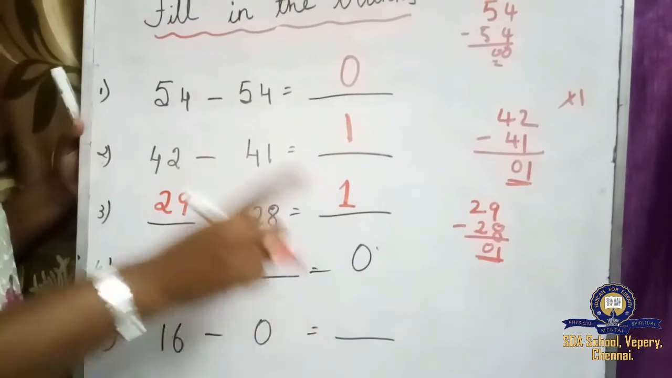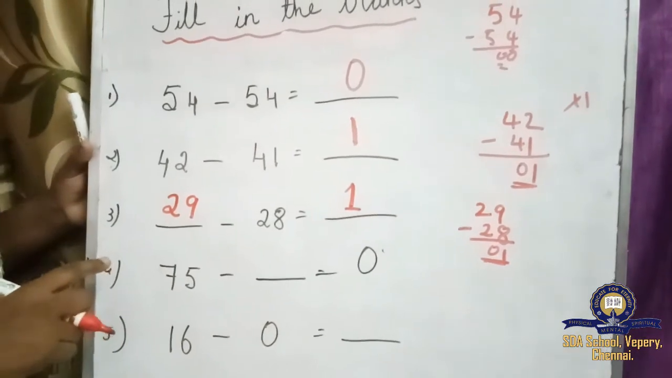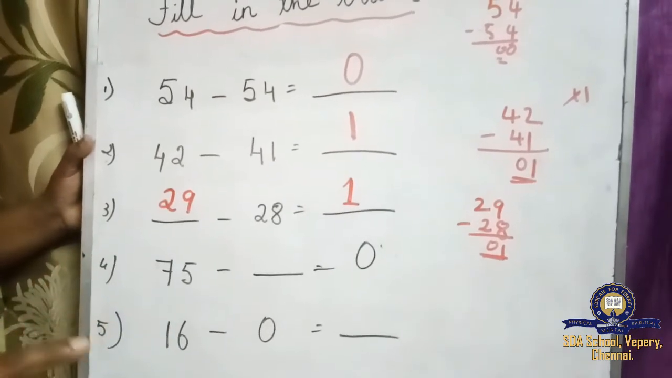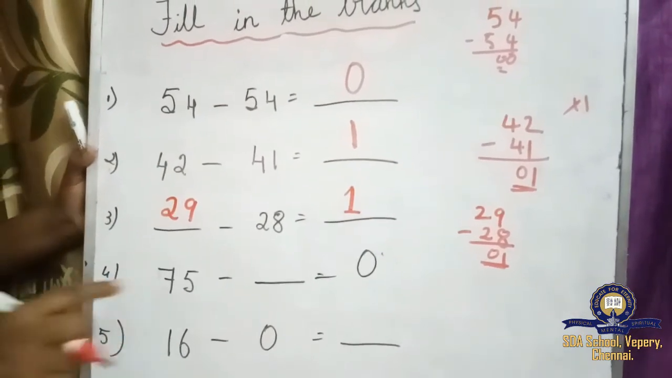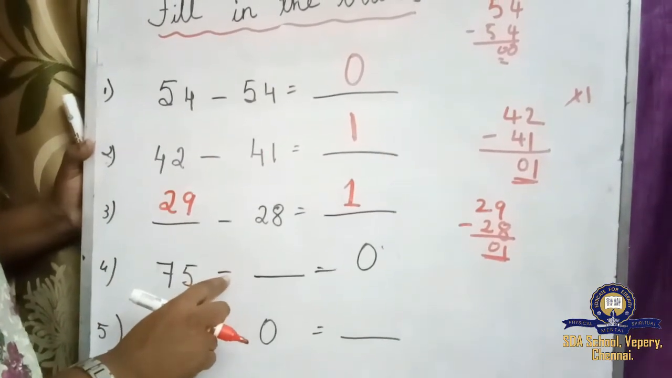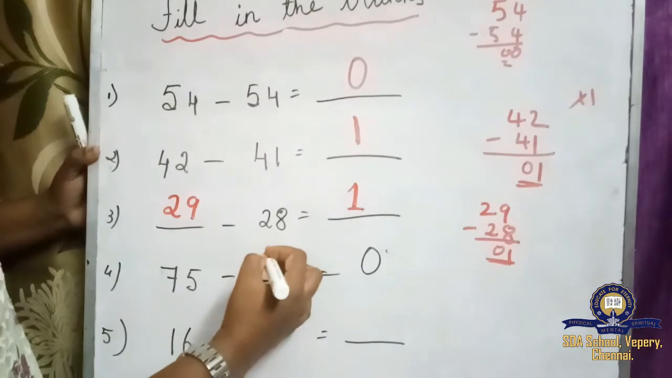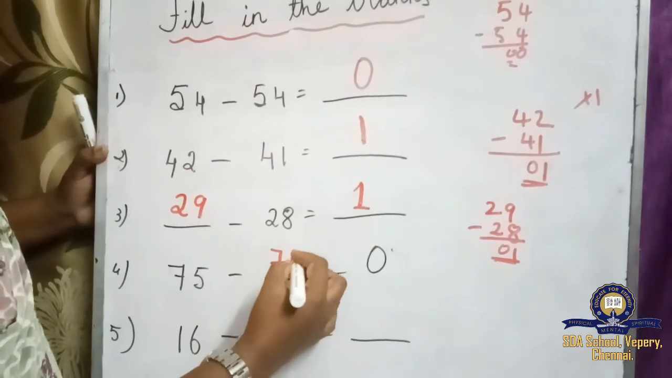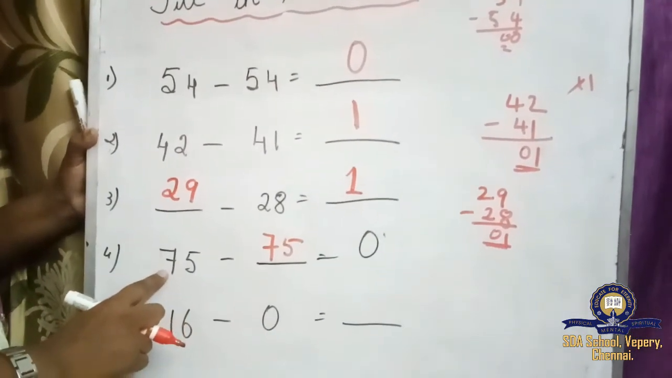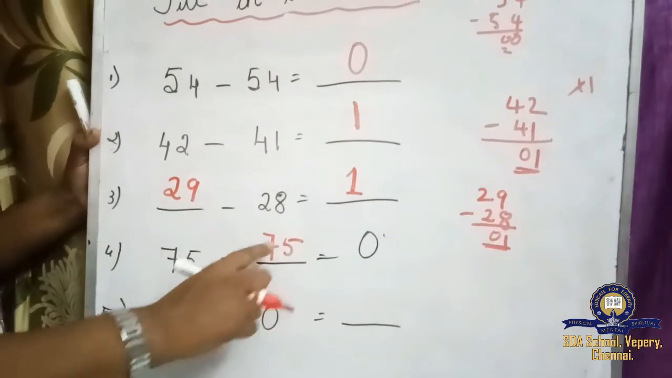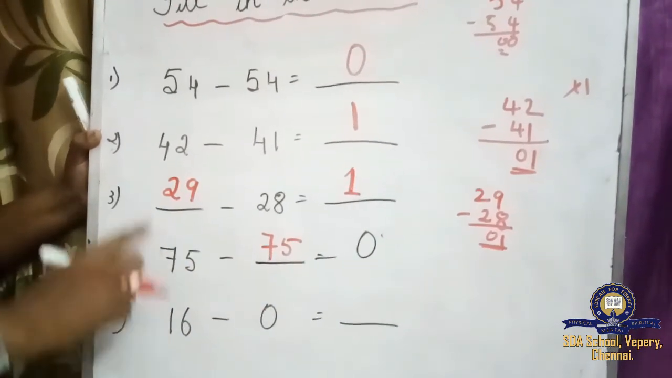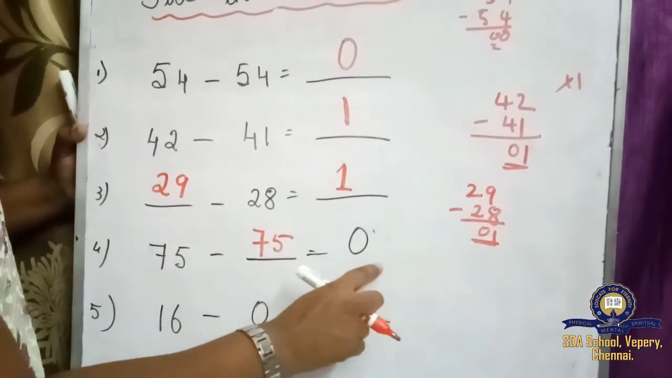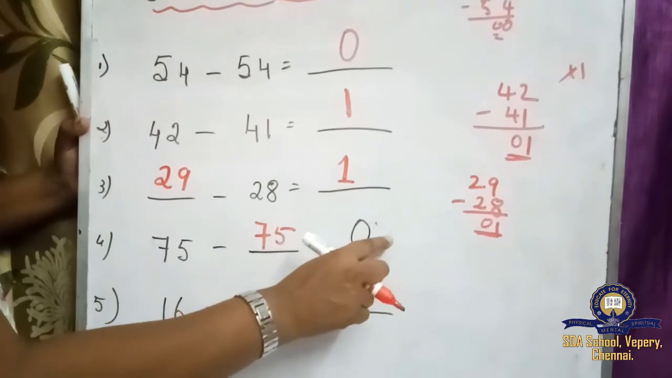We learned the rules, the steps. When 0 is subtracted, we get the same number. The difference is the number itself. 75 minus what? The same number. 75 minus 75. When a number is subtracted from itself, the difference is always 0.